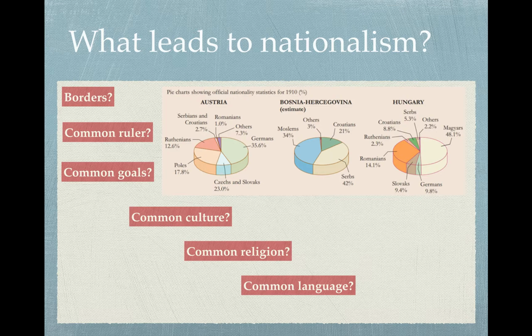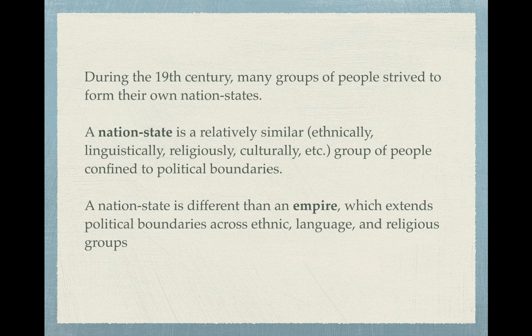But things like common culture, common religion, and especially common language can really strengthen a group of people's nationalism because very often they indicate that the people think similarly. And so during the 19th century, so it's the 1800s, there were lots of groups of people who wanted to form what we would consider nation states.